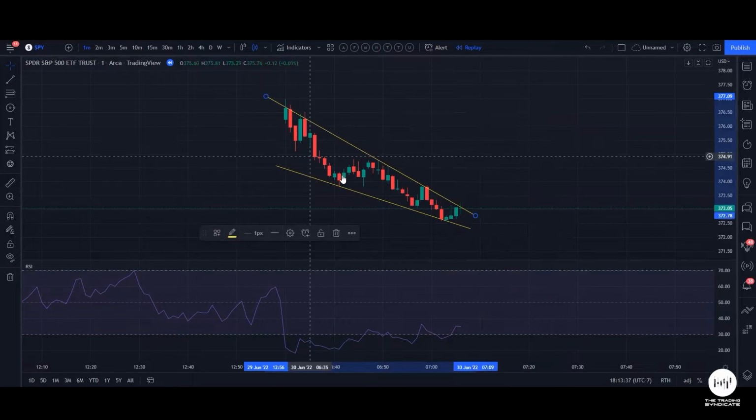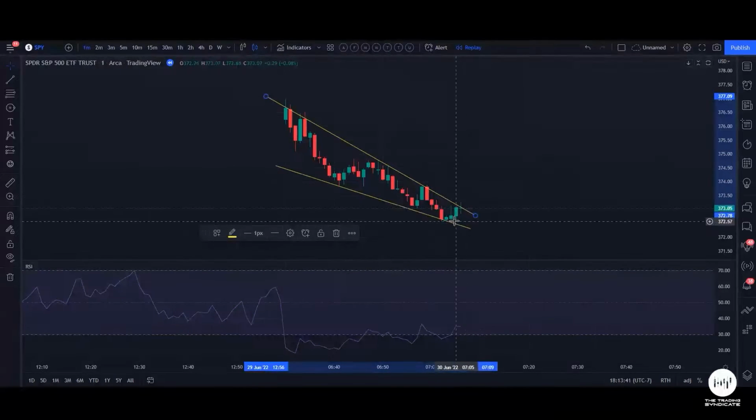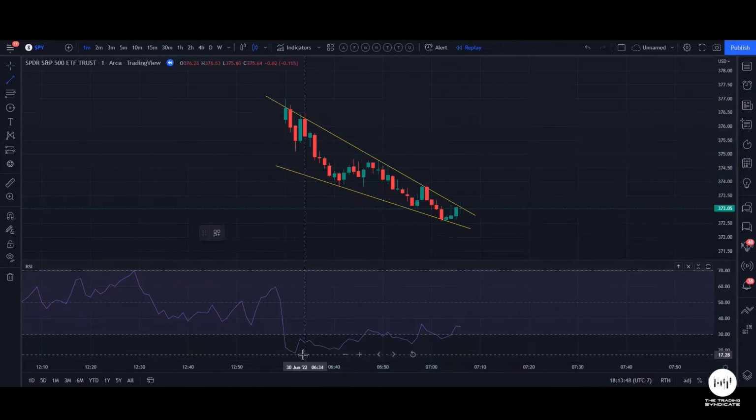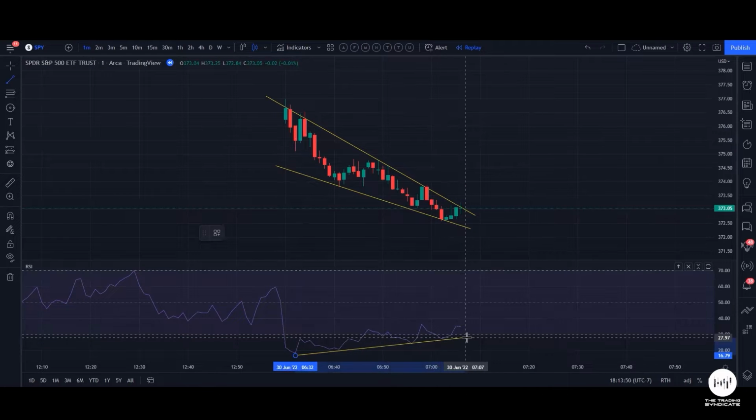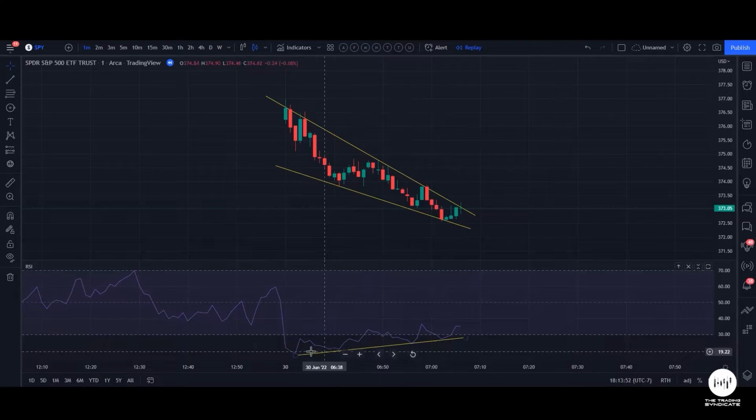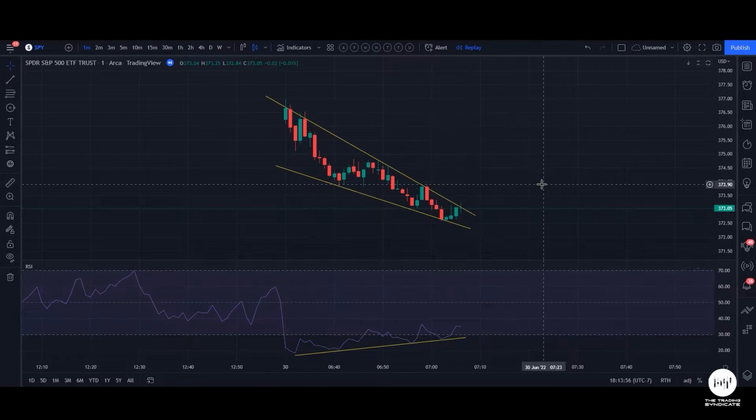Notice right here that it already is a wedge pattern where the two lines are converging, and it's looking to already be a reversal in this sense. But how can we confirm this wedge pattern? Well, that will be with this divergence that we're seeing right here. The RSI is going to actually break above here.